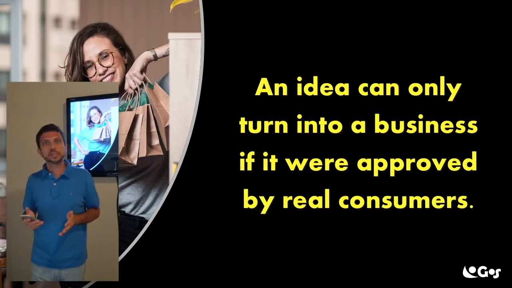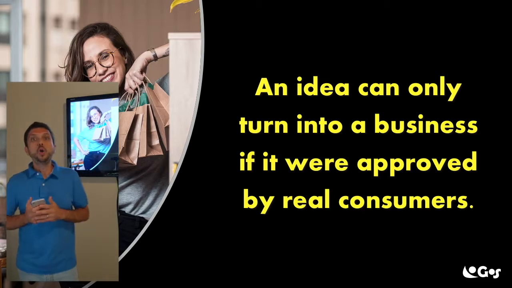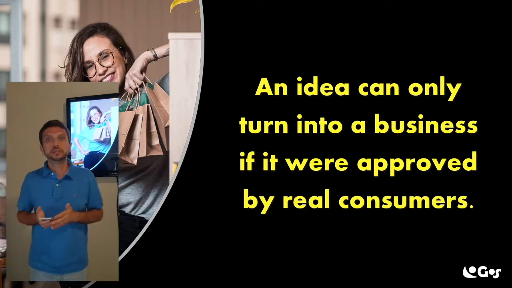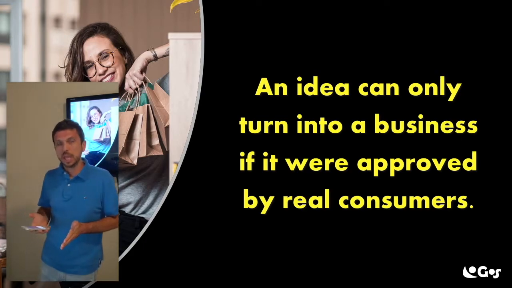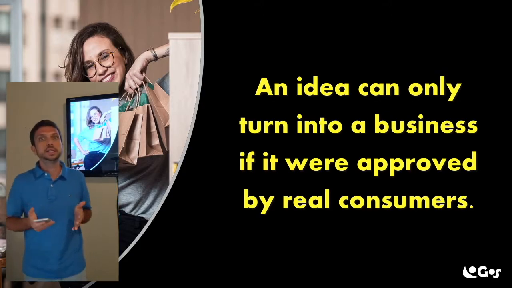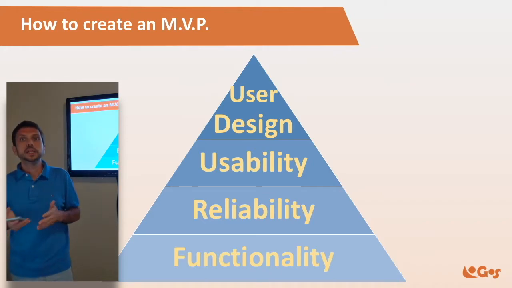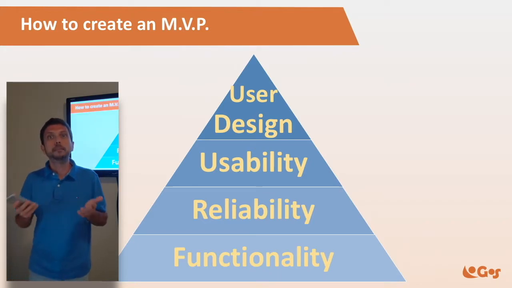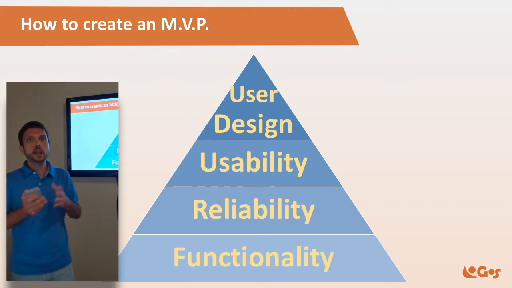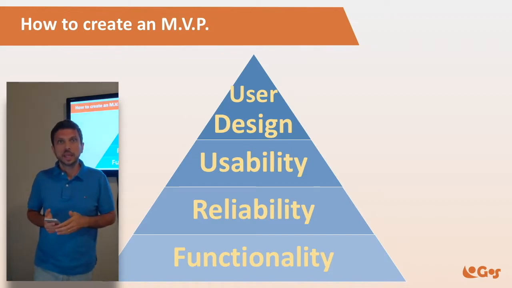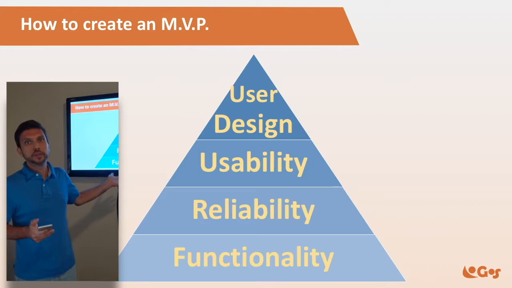It's really important to understand that an idea only can become a business, a product, if it's validated by the customers. And if we want to validate an idea with the customers, we need the M.V.P, the minimum viable product. The minimum viable product is a concept that usually makes some confusion among the entrepreneurs. Because to develop a complete product, we need to follow some stages, and we'll understand each one of them now.